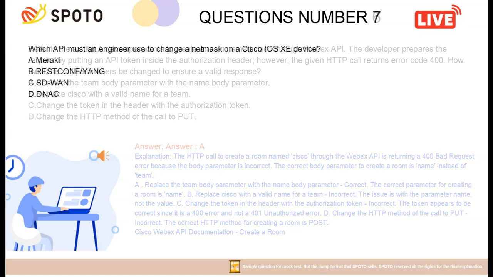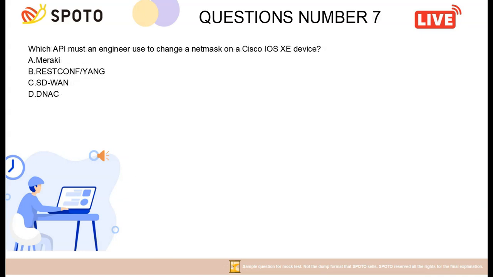Question 7. Which API must an engineer use to change a netmask on a Cisco IOS XE device? A. Meraki. B. RESTCONF/YANG. C. SD-WAN. D. DNAC. You have 15 seconds to answer.